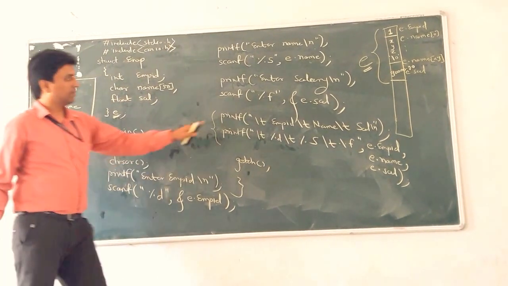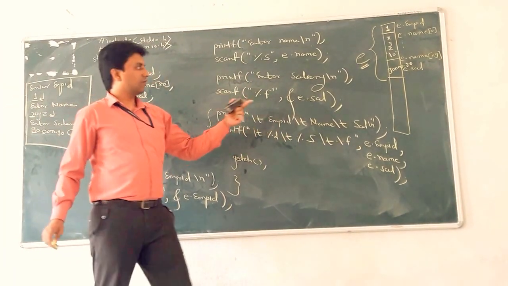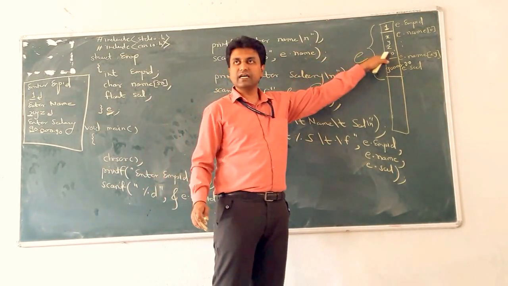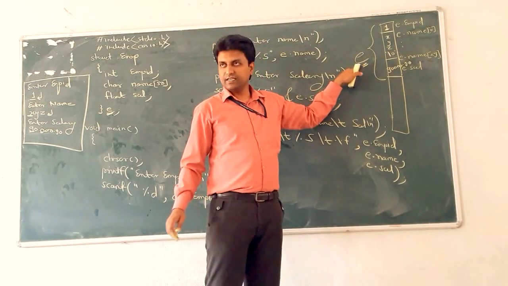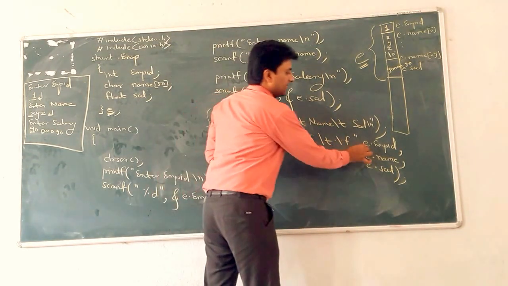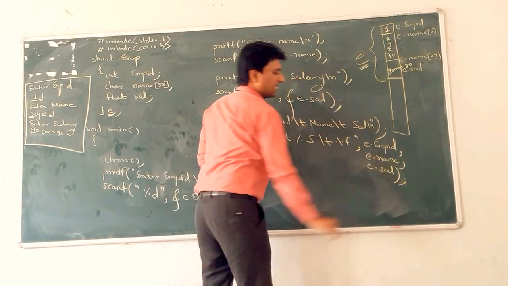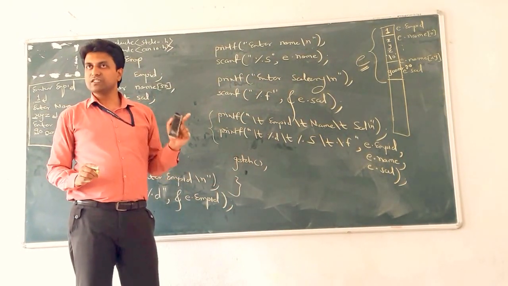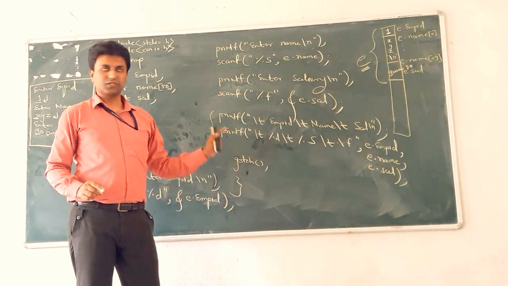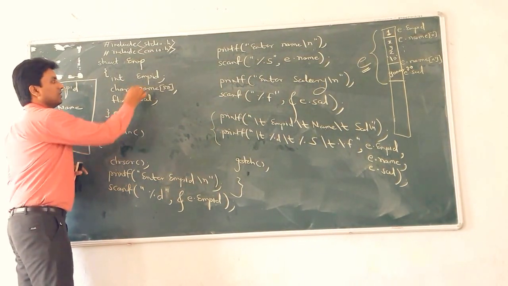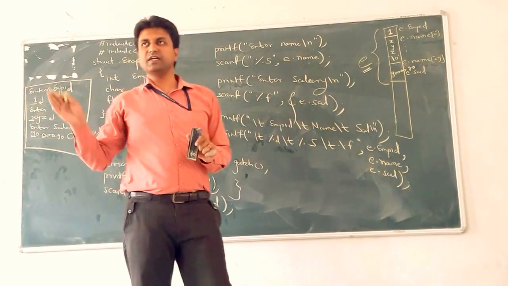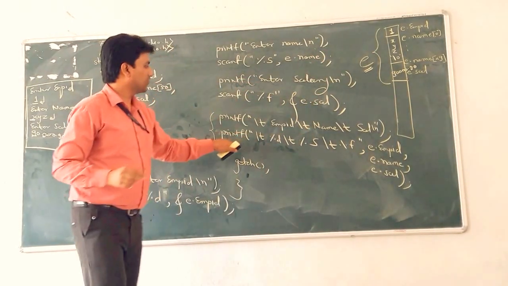After that, retrieving the data from the memory. By using printf and scanf, we saved the data into the employee record, that is e. Now we want to retrieve that data. For that, e dot employee ID, e dot name and e dot salary, means the dot operator is used. First the structure variable dot structure data member. Structure variable dot structure data members. Using the dot operator we retrieve the data from RAM and print it on the screen.